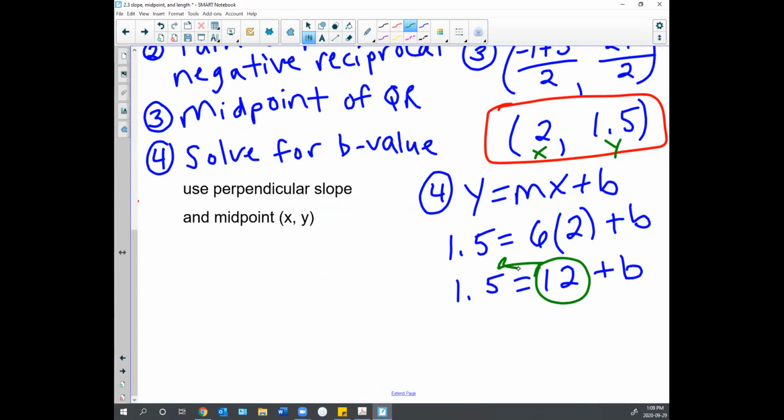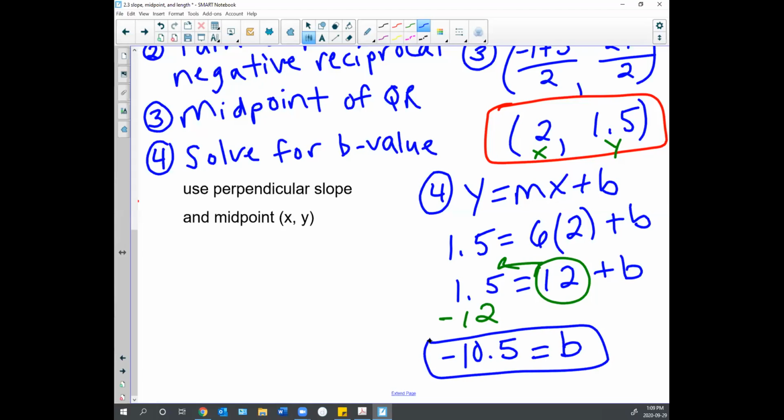Don't you want to move 12 over and make it negative? So 12 subtract 1.5. Yeah, and then 1.5 take away 12. 10.5? I do believe negative. Negative 10.5. Yep. And then negative 10.5 equals b. And that would be your slope. This would be the y-intercept. Oh, the y-intercept, sorry. Yep, that's okay.